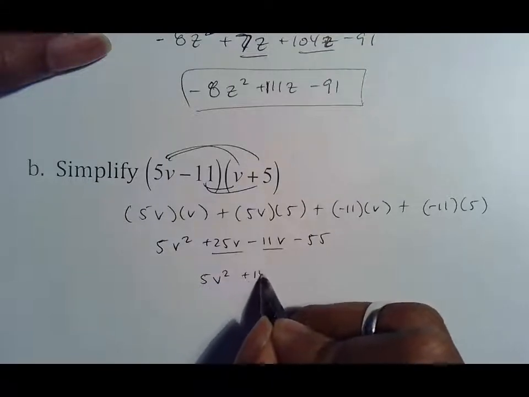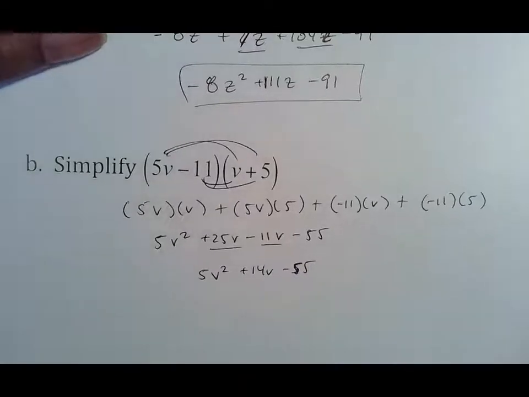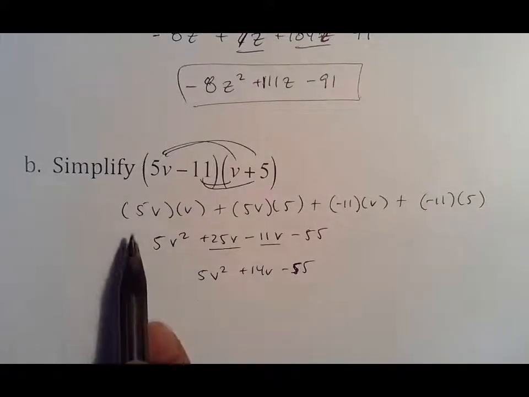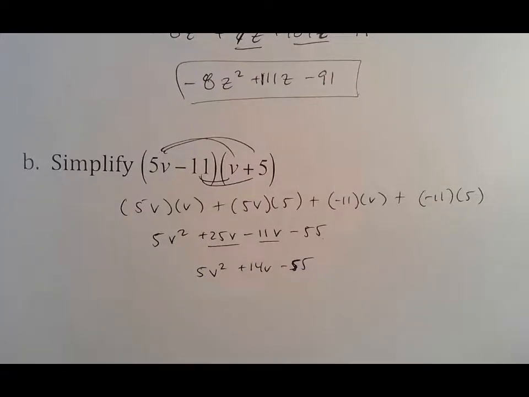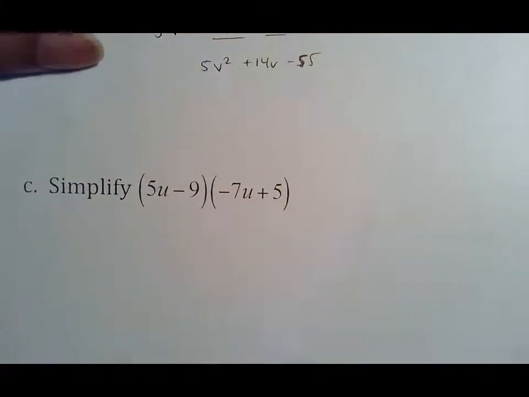That's plus 14v minus 55. And there you go. 3 steps. Show the meetings, expand the meetings, simplify. Again, show the meetings, expand the meetings, and then put like terms together and simplify. As long as you organize yourself on this stuff, you should be okay.